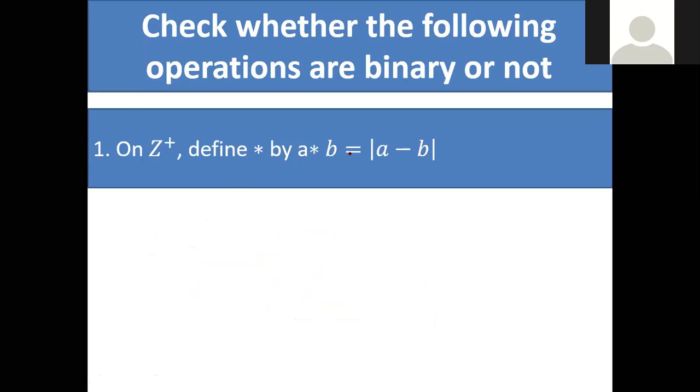I hope the problems are visible for you. So first problem: check whether the following operations are binary or not. If you can answer it's fine, if not I'll answer the first question, and the next one you can try. We have to check whether the operation is binary or not. The operation A star B is defined as modulus of A minus B, where A and B belong to Z plus.